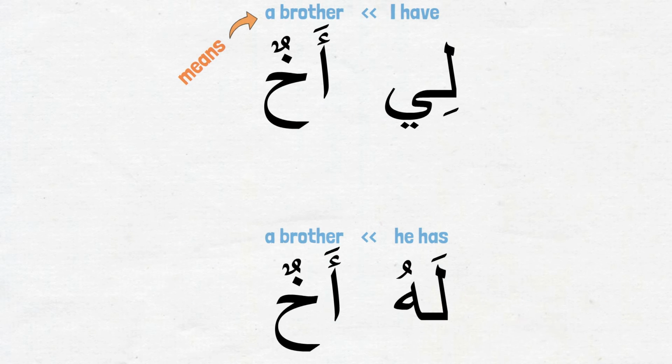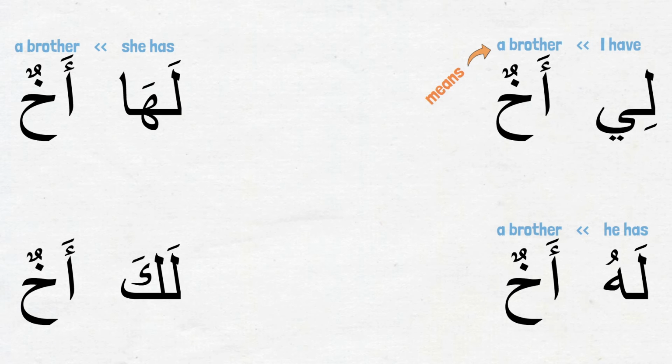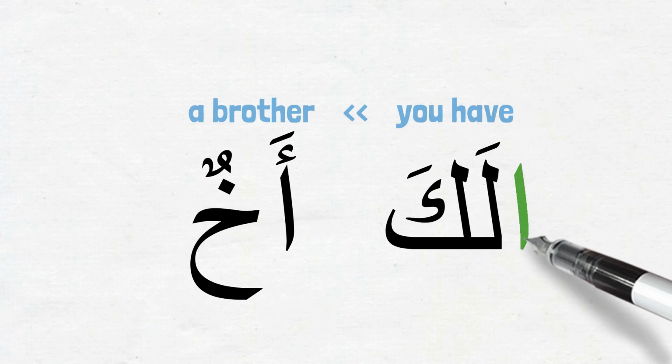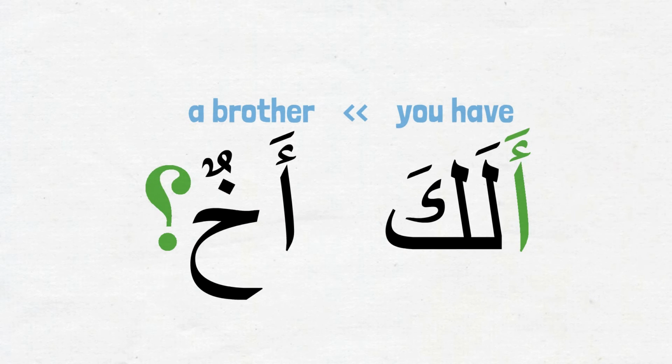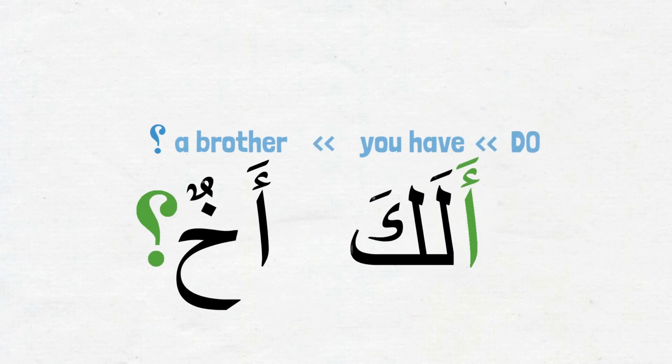Likewise, له أخ means he has a brother. لها أخ means she has a brother, even though they are literally translated as a brother belongs to him or a brother belongs to her. And لك أخ means you have a brother. If I want to turn this last sentence into a question, I can add alif with hamza up the front, and it will be ألك أخ? Do you have a brother?